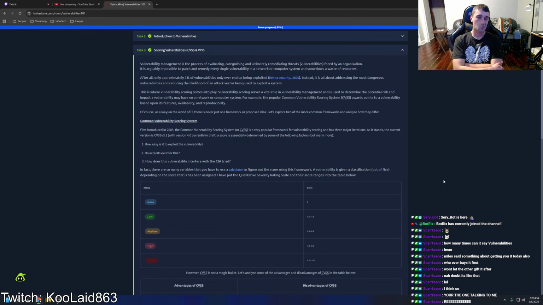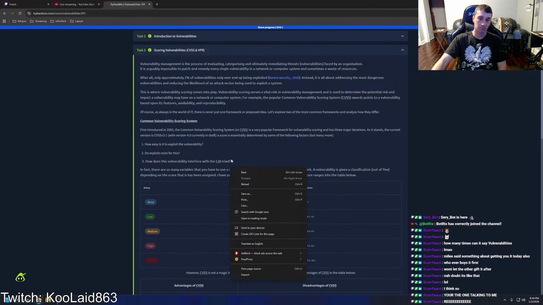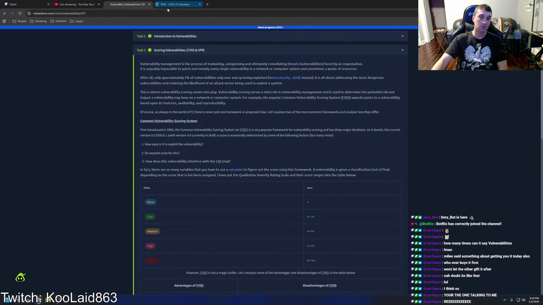1. How easy is it to exploit the vulnerability? 2. Do exploits exist for this? 3. How does this vulnerability interfere with the CIA triad? In fact, there are so many variables that you have to use a calculator to figure out the score using this framework. A vulnerability is given a classification out of 5, depending on the score that has been assigned.